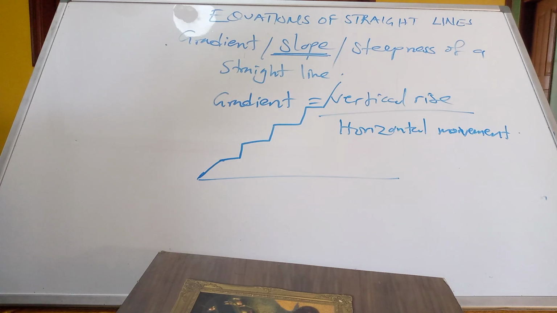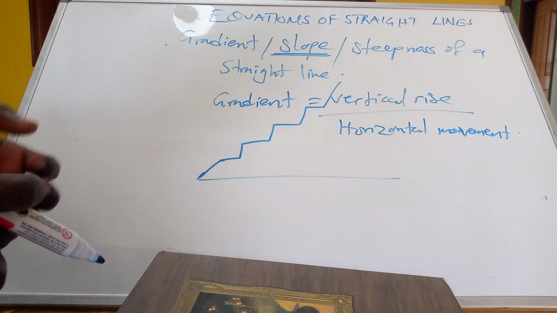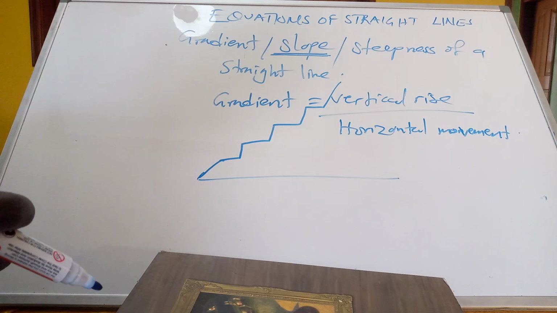Then another place where the slope or the gradient is applied is in the construction of roads. Let me say a road is to be constructed along a hill, and on that hill, a given road has to be constructed at a given angle, and mainly that angle is called the angle of banking.